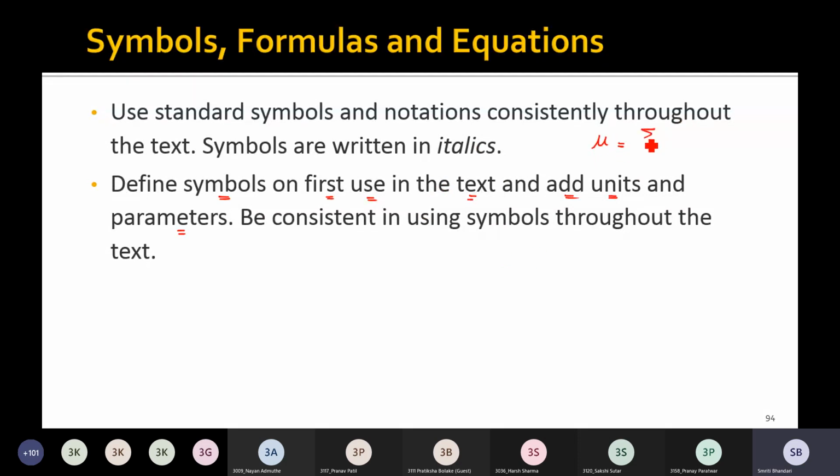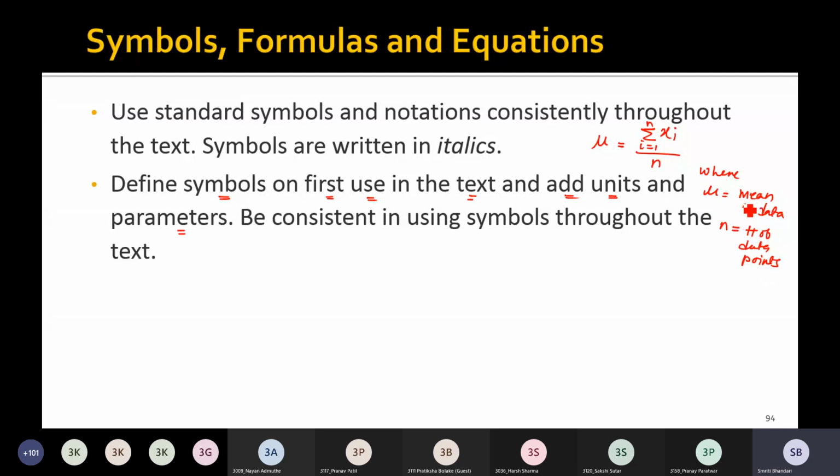Suppose you are computing the mean, okay, and you are writing something like this. Okay, so if you are writing such an expression, for the very first time, whenever you are writing such an expression, you should define what each symbol means. So you should write here where mu is the mean of data. Okay, you should mention where n equal to the number of data points.